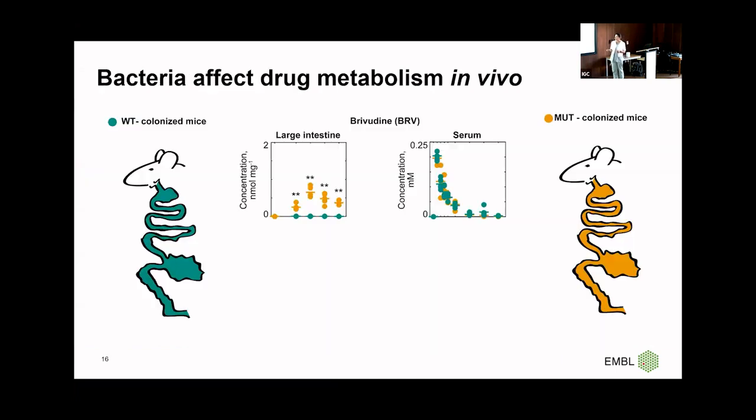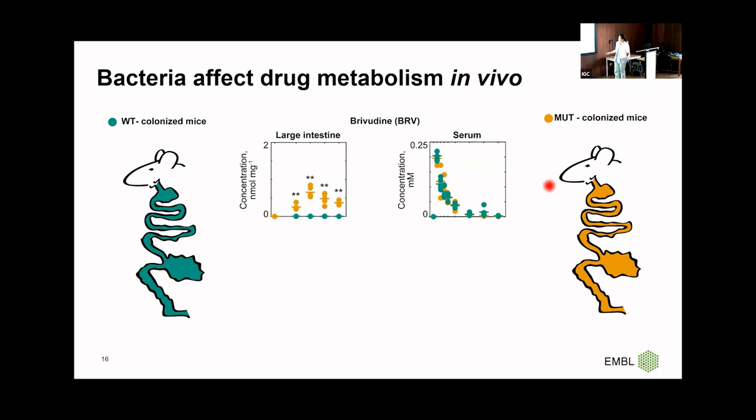But we could use these germ-free animals to colonize them either with the mutant or the wild type of Bacteroides thetaiotaomicron lacking the gene of drug metabolism, and see whether the single bacterial gene deletion will affect drug kinetics in the animal. We measured brivudine in different tissues, and here I'm showing you in orange the mouse colonized with the mutant bacteria, and in green mouse colonized with the wild type bacteria.